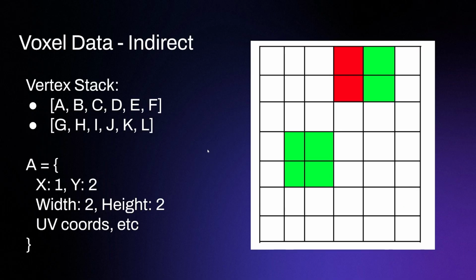So this is how we've normally handled meshing in the greedy mesher. First, we would generate the quad containing these 4 voxels here, and then we would generate the quad containing these 4 voxels here. And for each of the vertices we would have a position, a width, a height, and some UV coordinates, and possibly some other attributes.